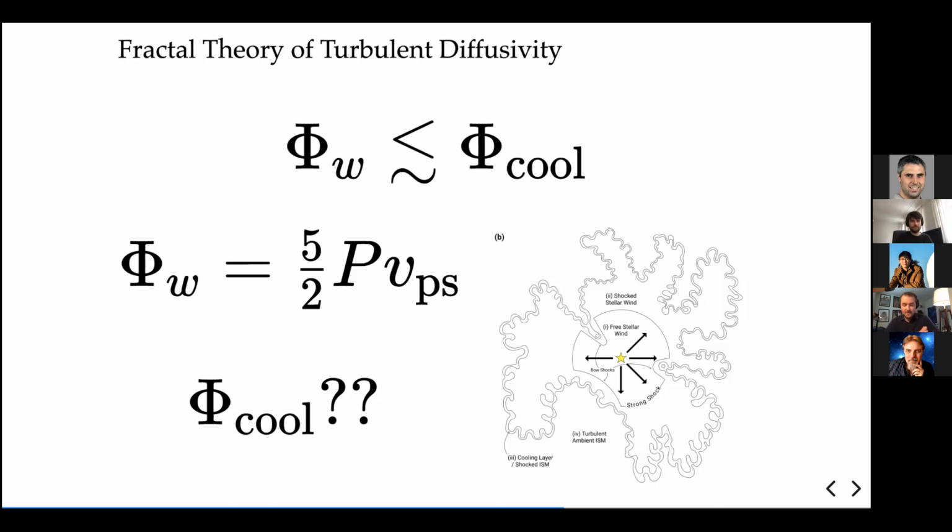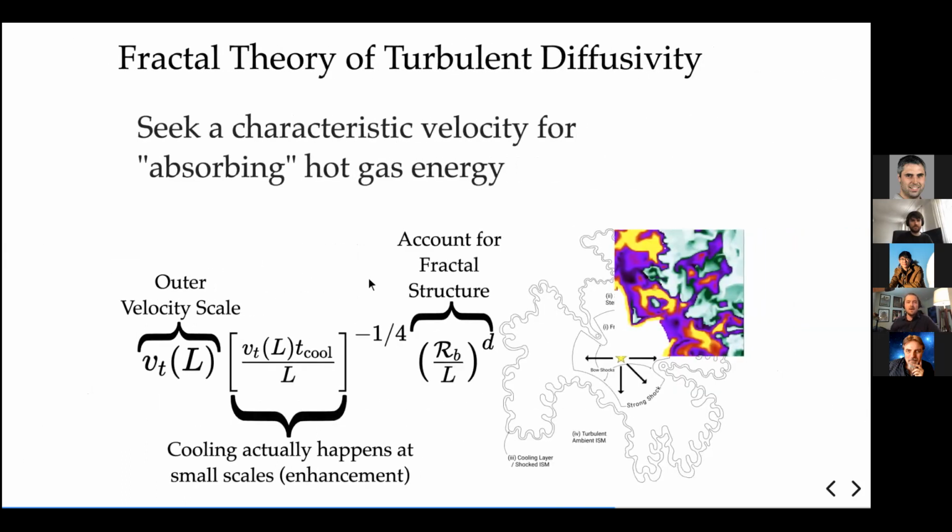The potential for cooling from a fractal turbulent boundary layer is kind of complicated. We're probably thinking about the same enthalpy flux. It's the energy density that's being cooled, but you want to think about a different velocity scale that is being compared against. So we want to seek a characteristic velocity scale for absorbing hot gas energy. This basically depends on the velocity scale at the scale where most of the cooling is going on.